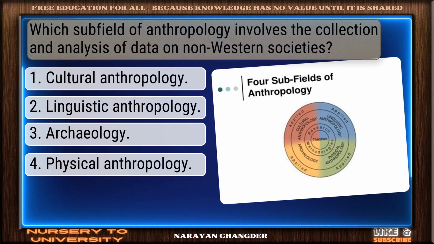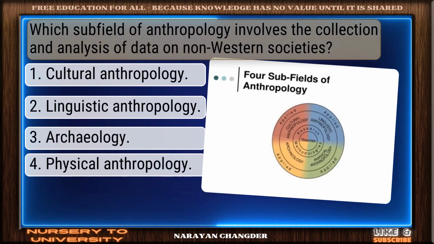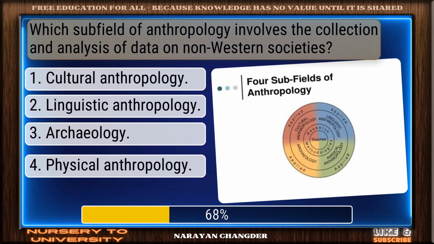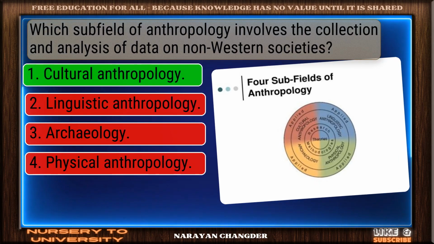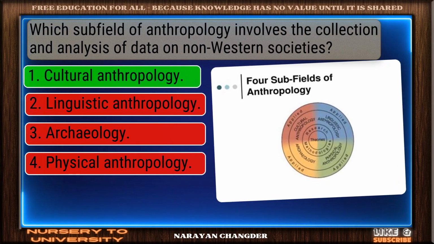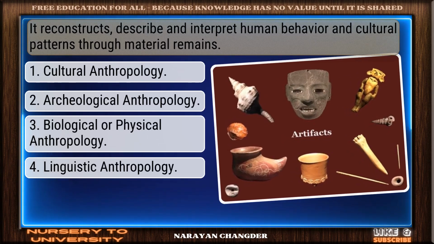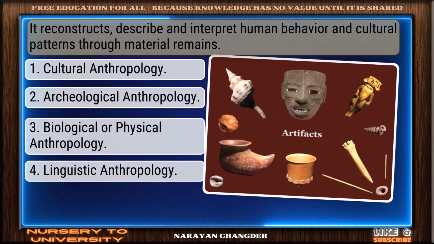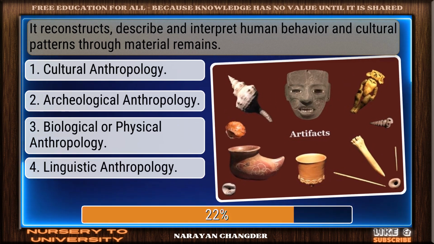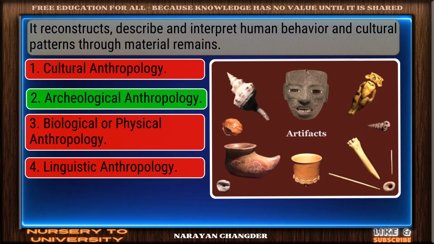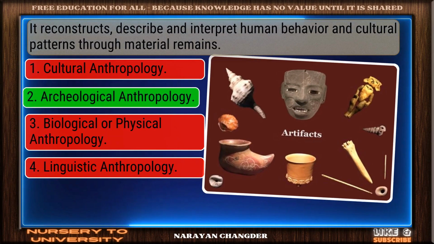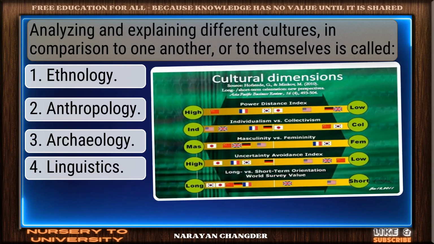Which subfield of anthropology involves the collection and analysis of data on non-Western societies? You got it. Your choice cultural anthropology is right. It reconstructs, describes and interprets human behavior and cultural patterns through material remains. Excellent choice. Archaeological anthropology is the right answer.